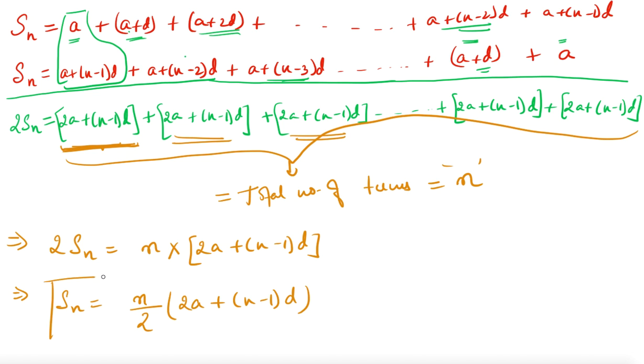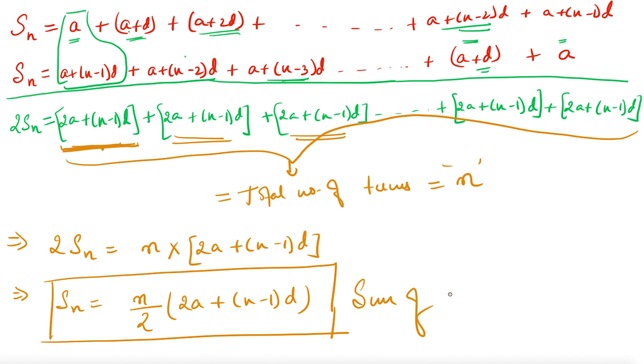So this is the formula of sum of n terms of an AP. Sum of n terms of an arithmetic progression is given as n by 2 into (2a plus (n minus 1)d). And I hope you understood the proof of this formula.